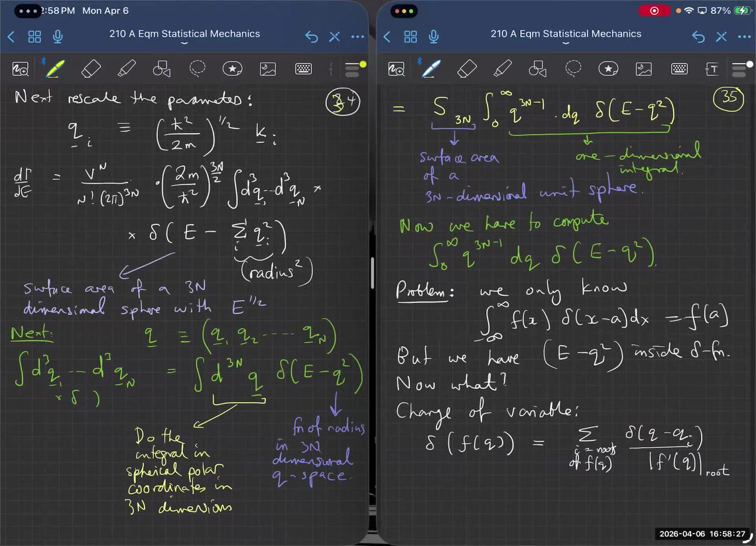So in our case, knowing that function, when I say the roots of f of q, the roots are f of q_i equal to 0. That's what it means. Okay, so in our case, f of q is the function e minus q squared, and that means that the roots are when q is plus or minus the square root of e.